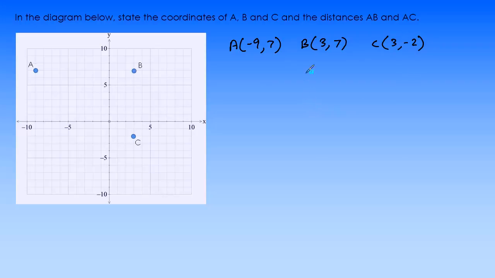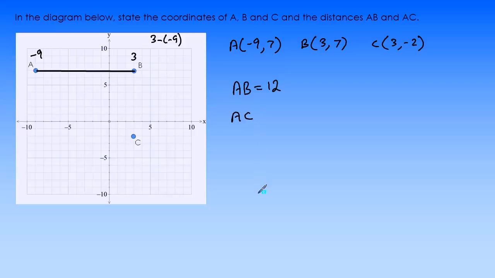So the distance AB, because we can see that this is just simply horizontal, we can just count squares. If we count those squares, we'll find that the distance between them is 12. But there is another way of doing that: we know the x-coordinate here is -9 and this one is 3, and if we do 3 take away -9 we get 12. So AB is 12 units.